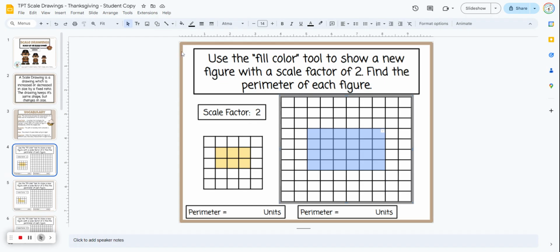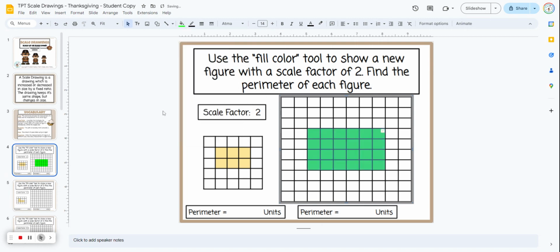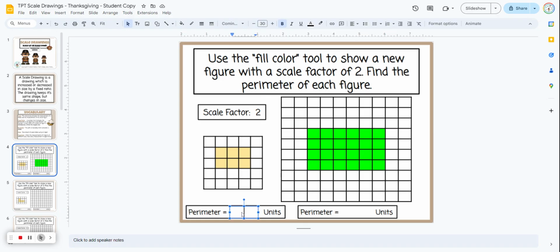Now once they have it shaded in, they're going to come up to the fill color feature, and they're going to choose any color they like. Now they have a scaled up rectangle. We want to point out to the students what happens to the perimeter when they scale up. So here the perimeter of the smaller shape is going to be 10 units. Students need to count around the outside, and then they're going to do the same thing with the larger rectangle, and they're going to find out that it's 20 units. So they take the perimeter of the smaller figure and they multiply by the scale factor.